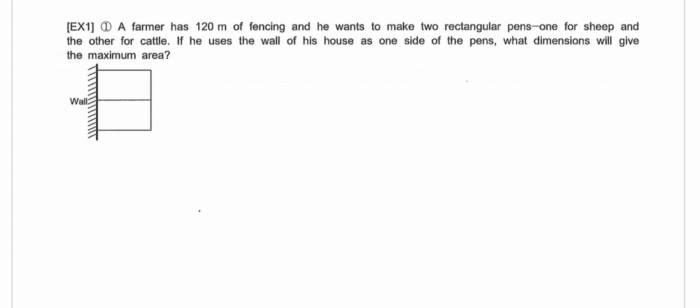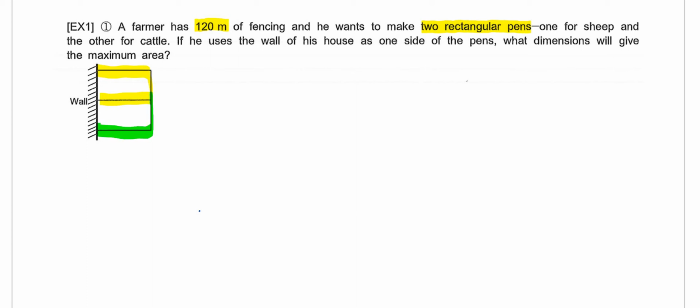I'm now moving on to the optimization and modeling homework problems. For question number 1, I have a farmer who has 120 meters of fencing available, and this farmer wants to make 2 rectangular pens. So here are my 2 rectangular pens, one in yellow and one in green.